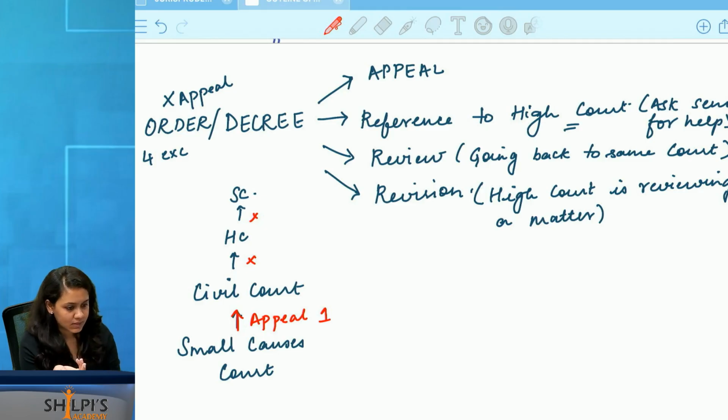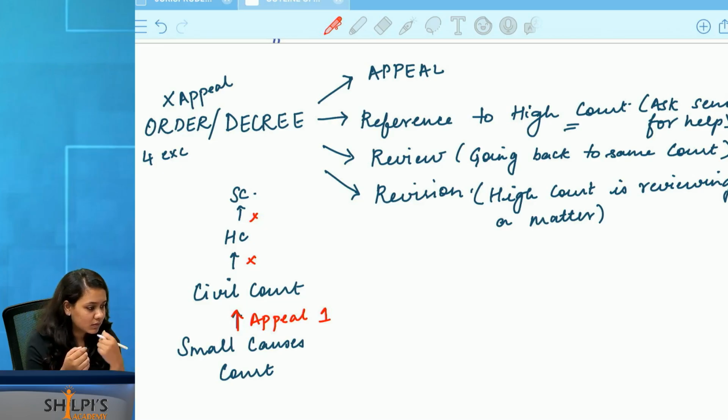Why is this the case? First of all, the matter is so small. It can be as low as 5,000 rupees, 10,000 rupees, etc. Your court fee for the High Court itself will exceed the subject matter of your suit. So then you're paying higher court fees than the remedy that you're going to get. So for that reason, they're saying that for small causes court, you are only allowed first appeal, and that first appeal also will be in certain rare case scenarios.